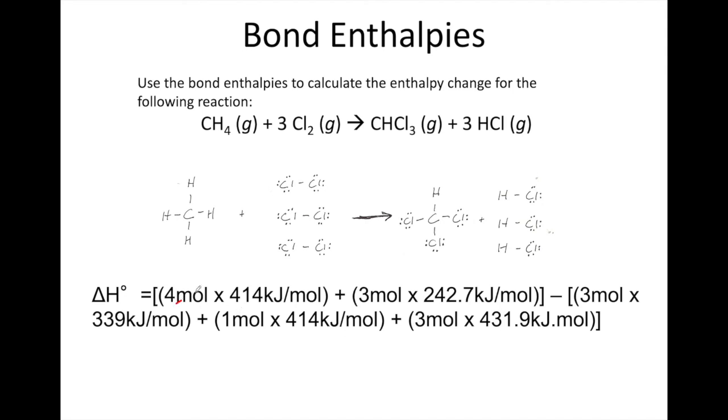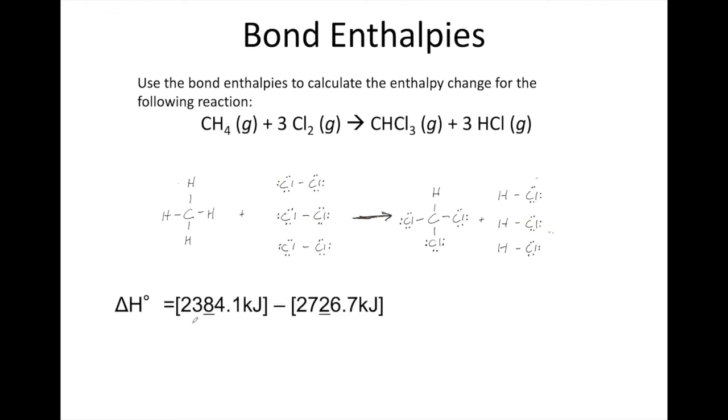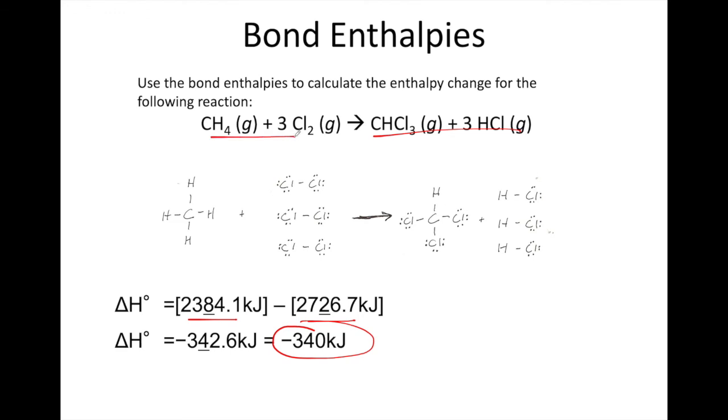Now when I multiply, of course, 4 moles times 414 kilojoules per mole, my moles will cancel. And so I'm going to calculate the bond enthalpies for my reactants and my products, and I subtract those. And I get a negative value, and to the correct number of sig figs, I get negative 340 kilojoules. So this is an exothermic reaction because we are releasing more heat when we form these bonds than we are absorbing when we break these bonds. So be sure you practice a few more of these bond enthalpy problems so that you get proficient at it.